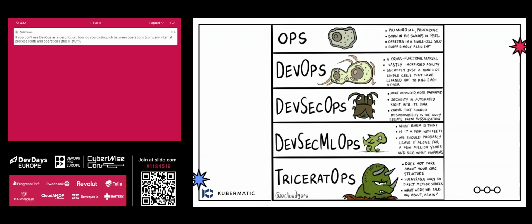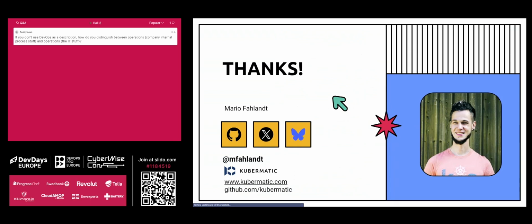The funny thing is we reached DevSecMLOps when we have all of this AI stuff in it. Triceratops we haven't yet reached, so we still need to get there, but we will eventually. And that's it. Questions, anyone?